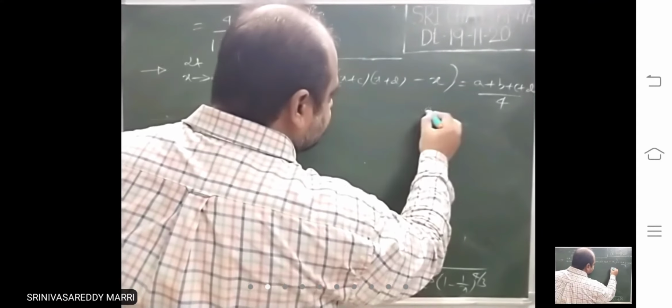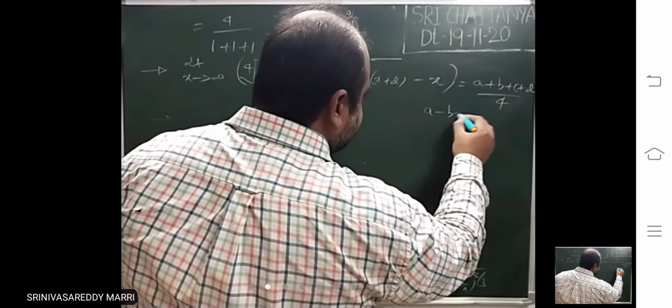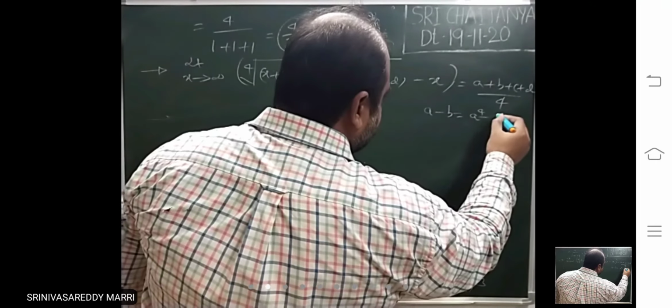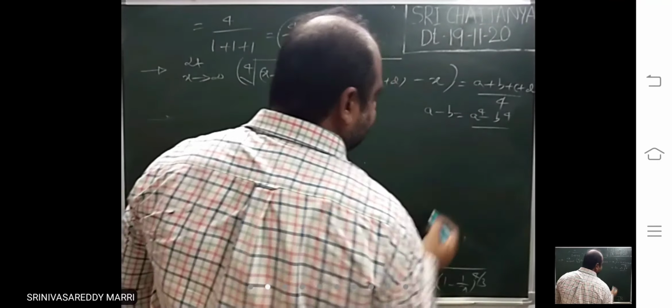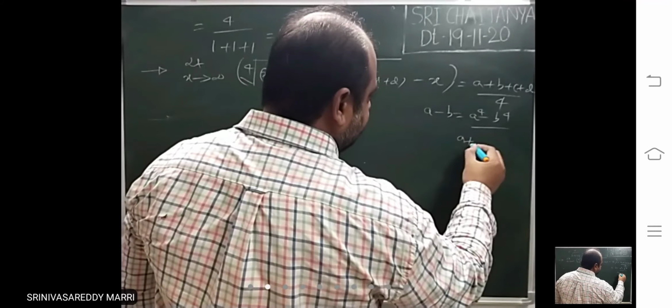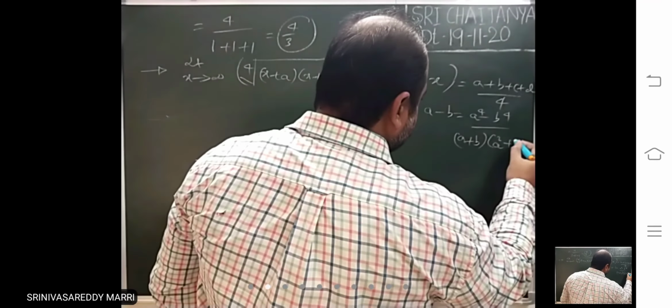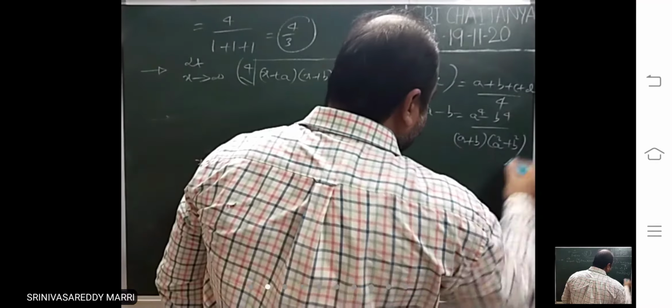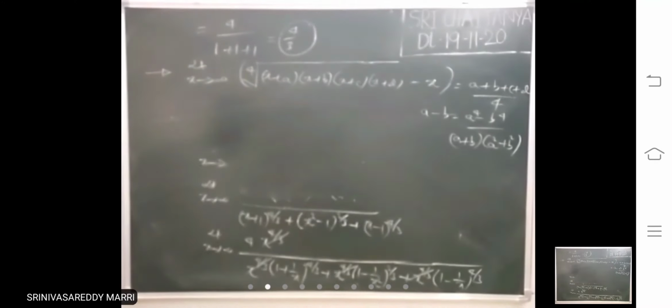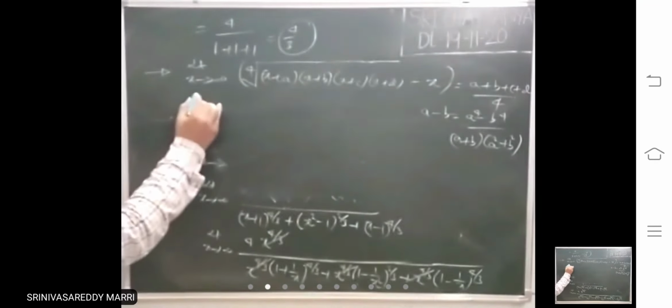I will tell the hint. A minus b you write as I told: a power 4 minus b power 4 divided by, the hint is, a plus b into a square plus b square. Try this. Note down the formula, very important.